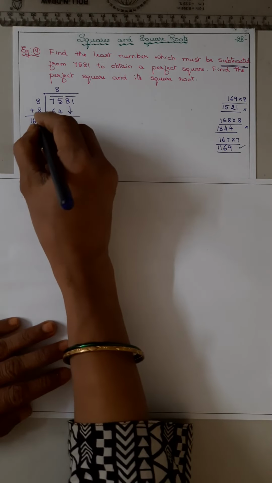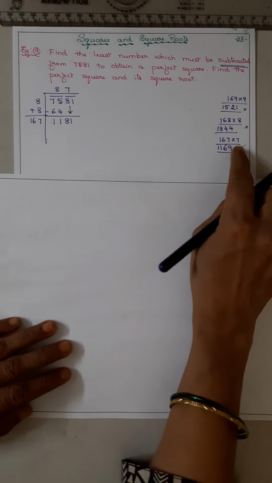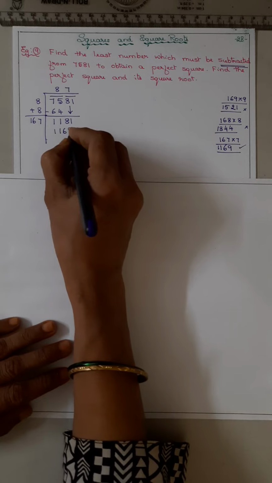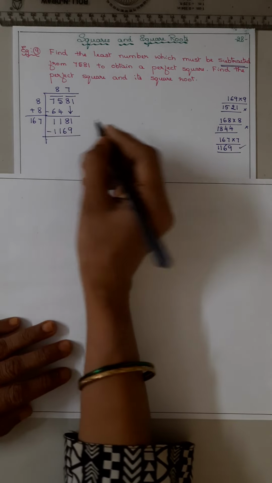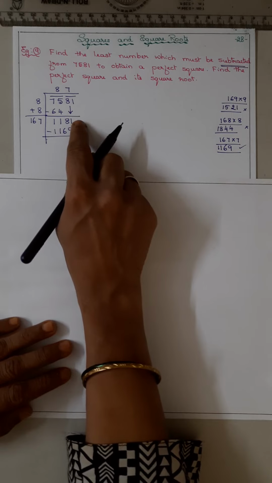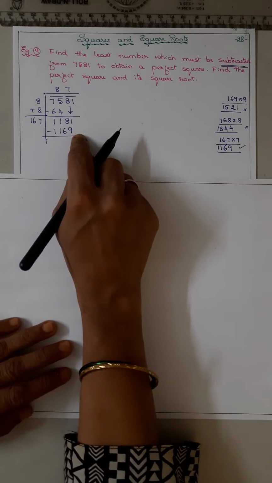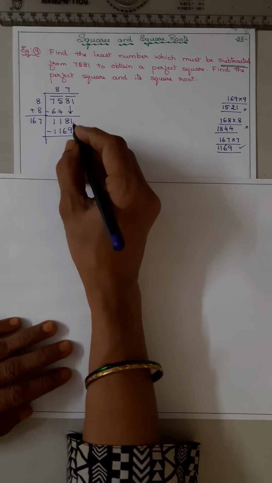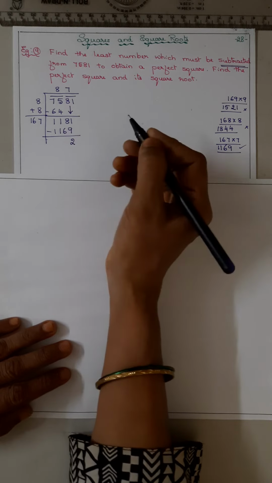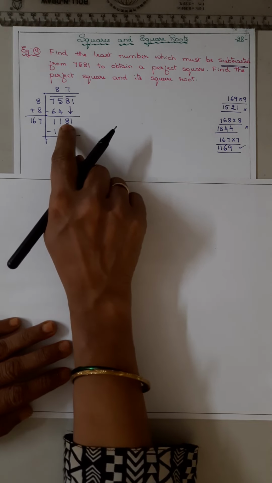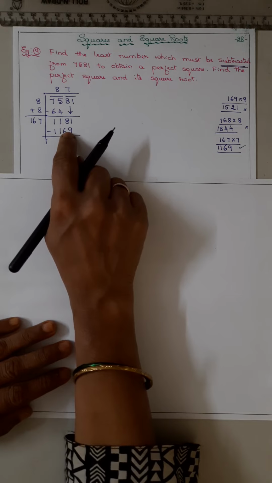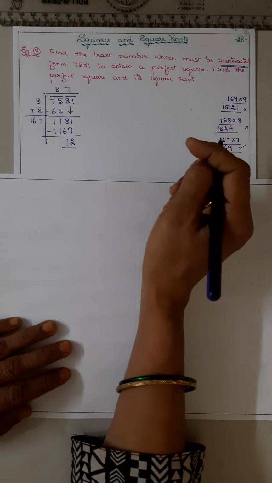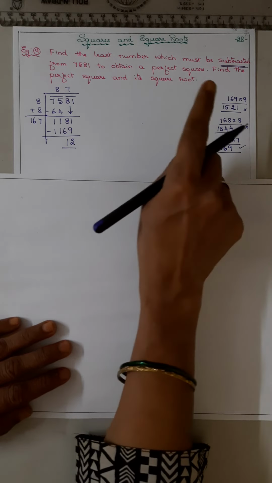So put 7. When you multiply 167 into 7, you got 1169. Now subtract. 1 minus 9 means how much? 12 minus 9 is 3... 11 minus 9 is 2. Now how much is remaining? It is 7. 7 minus 6 is 1. So which is the remainder? 12. Now this is the number to be subtracted.